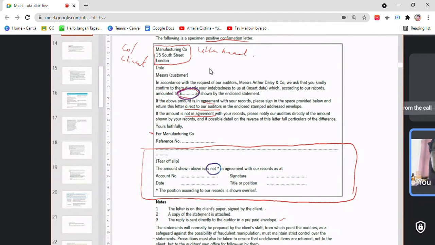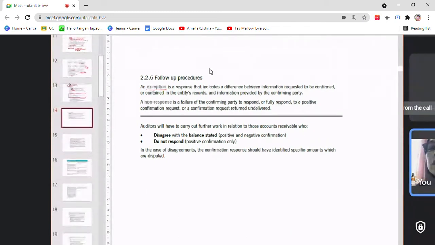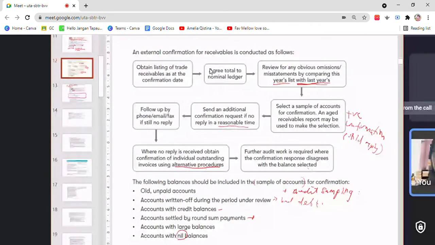So what should you do? An exception is a response that indicates a difference between information requested to be confirmed or contained in the entity's record and information provided by the confirming party. So what should you do? You have to do follow-up procedures. Further audit work is required when the amount is disagreed.